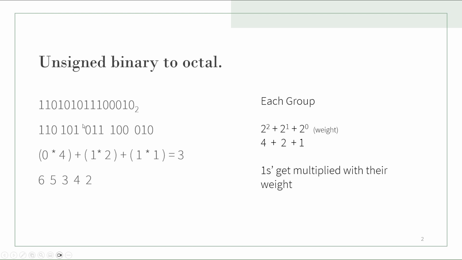So here's a good example for this one. 0 times 4, 1 times 2, and 1 times 1, and they all get added together to equal 3, which is this number here. When you do that for each of the groups, this is the number we get, and that ends up being our octal number, and we know it's octal because of this base 8.